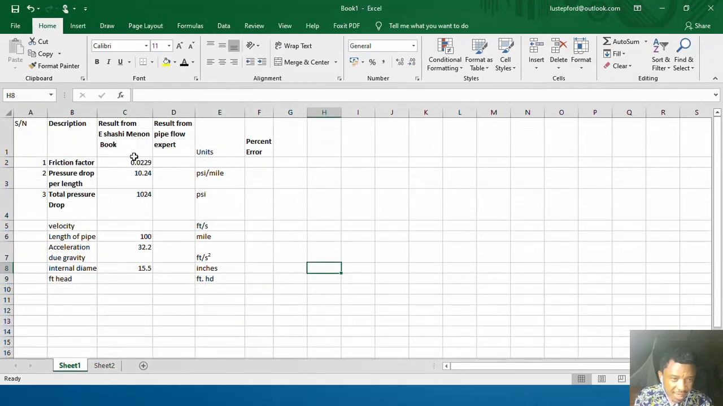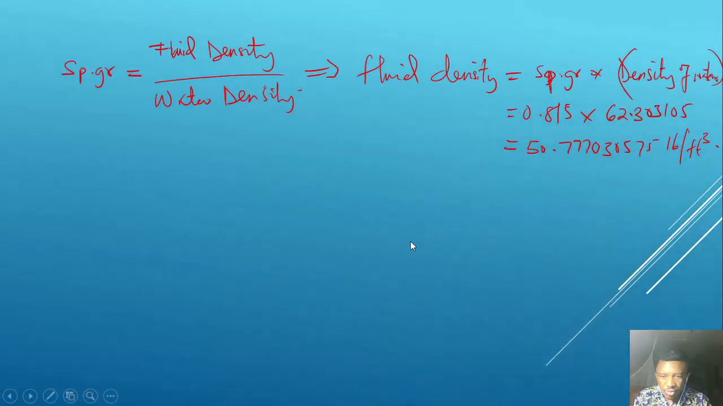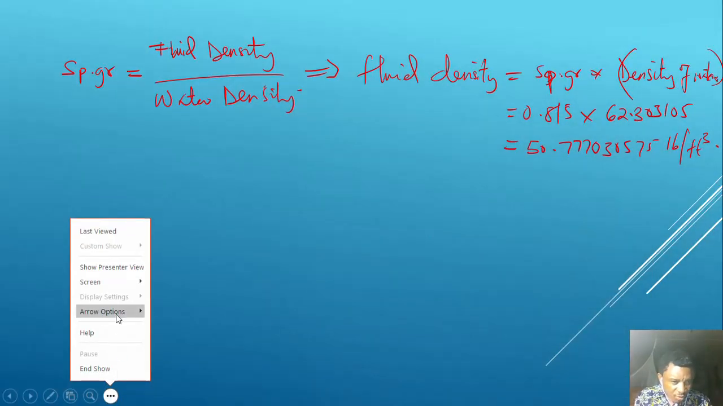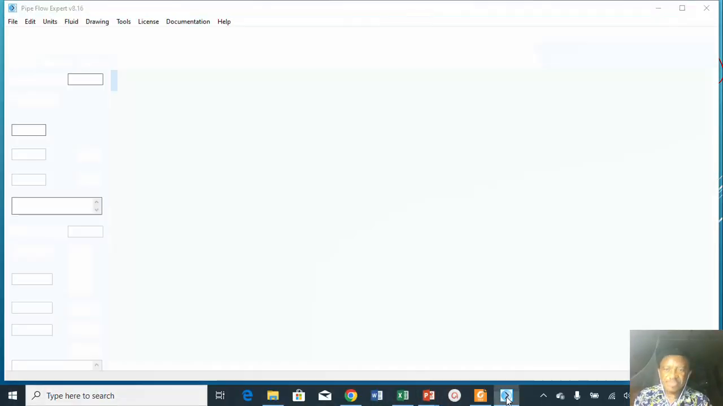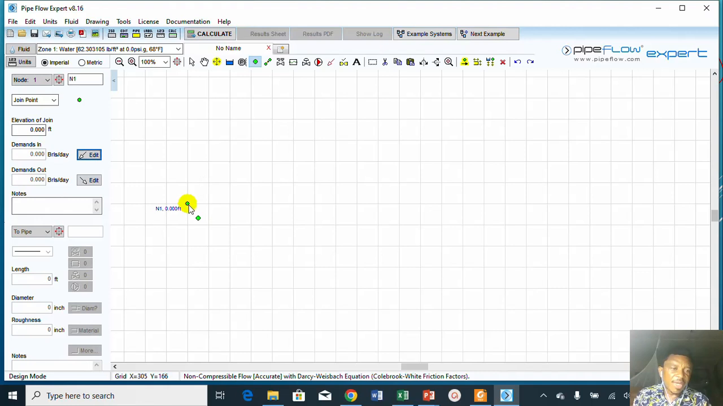Now these are the results from the hand calculation in the Shashemenon book, which is this. So this is the friction factor, this is the pressure drop per length, this is the total pressure drop. So now let's go to our Pipe Flow Expert software. So now we have defined this.